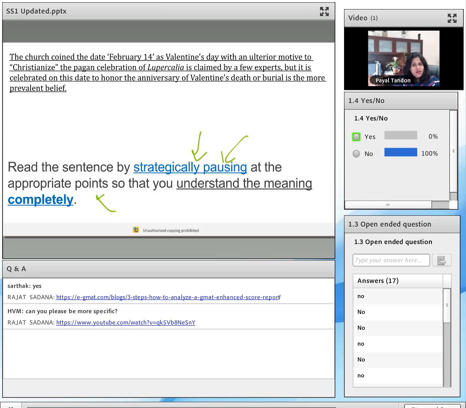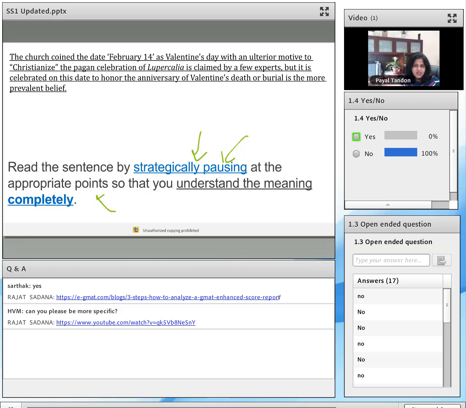Now, when I'm using the word pausing, automatically the thought that will come to your head is, wait a minute, it's a timed exam and you're asking me to pause, you're asking me to go slow. Absolutely, yes, I'm not mistaken. I want you to go slow. I want you to slowly read the sentence so that you can understand each and every aspect of that sentence, because that level of understanding is absolutely critical for you to be able to solve verbal questions correctly.